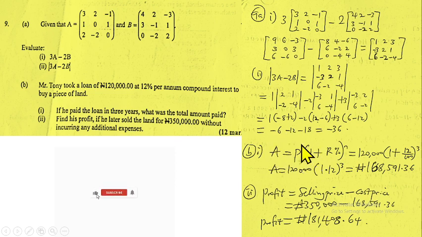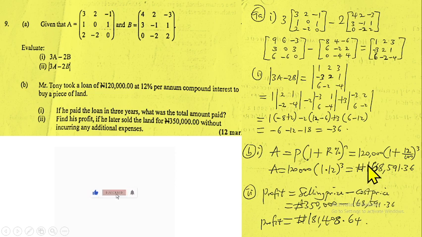So amount is equal to principal multiplied by 1 plus rate in percent, raised to power n, where n is the period of compounding the interest. So in this case, the principal is 120,000, open bracket, 1 plus the rate, 12 over 100, raised to power 3, which is the period of compounding the interest. Then 12 over 100 is 0.12, plus 1 will give us 1.12 raised to power 3.